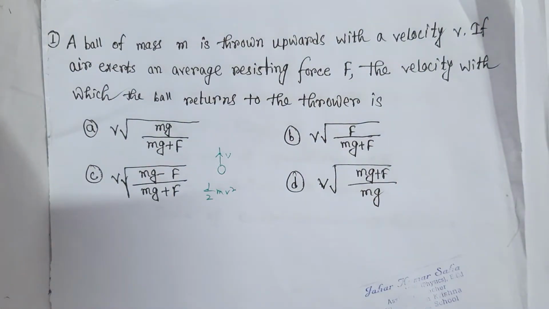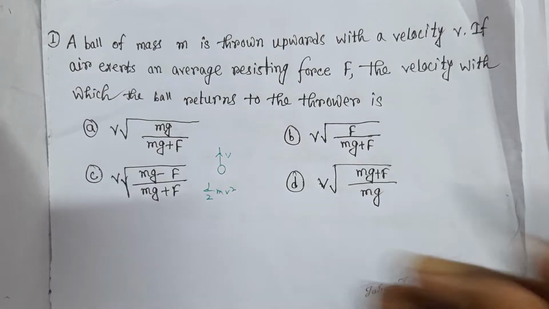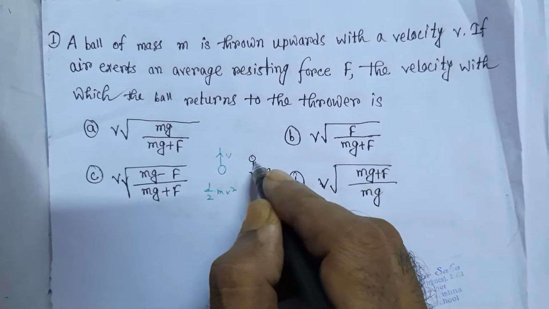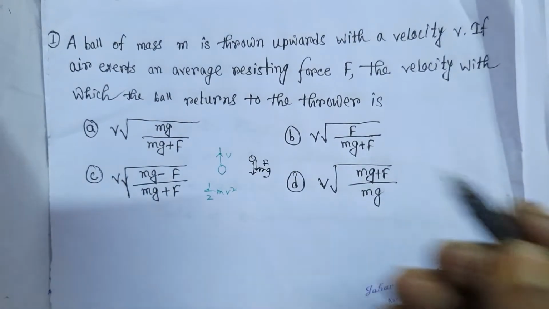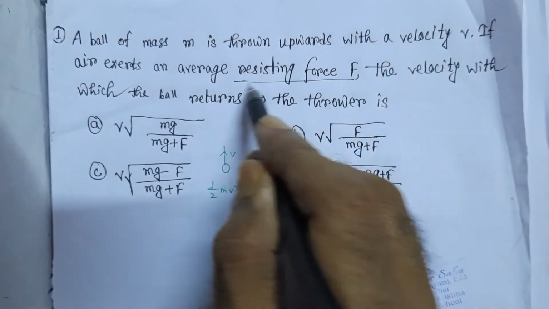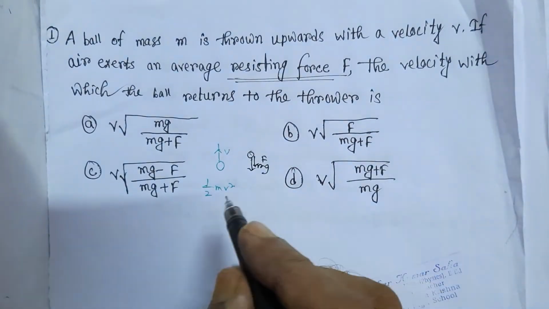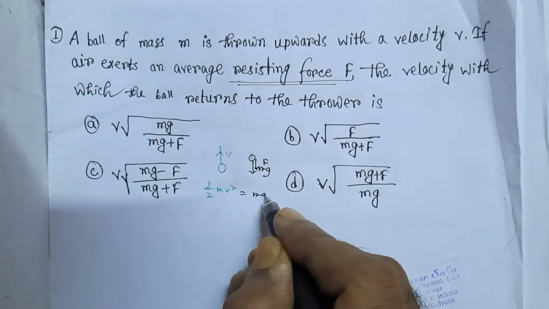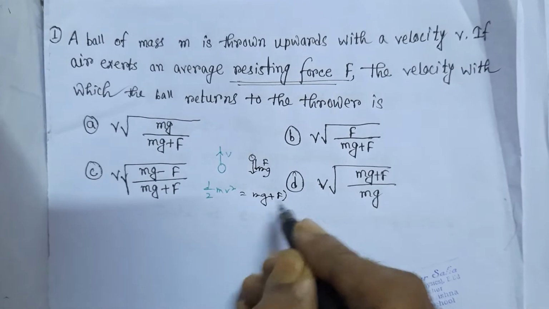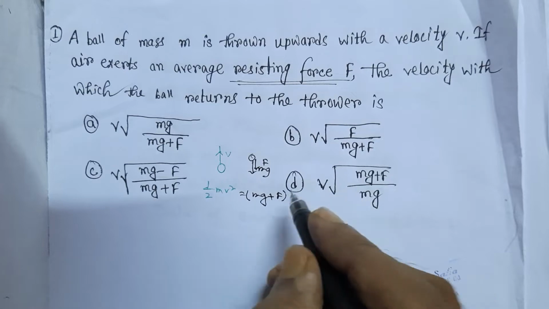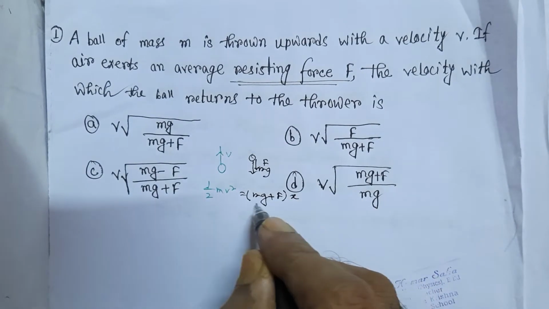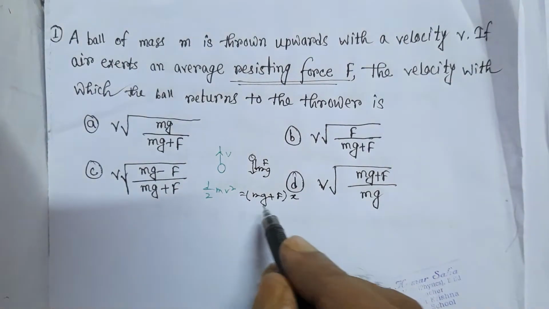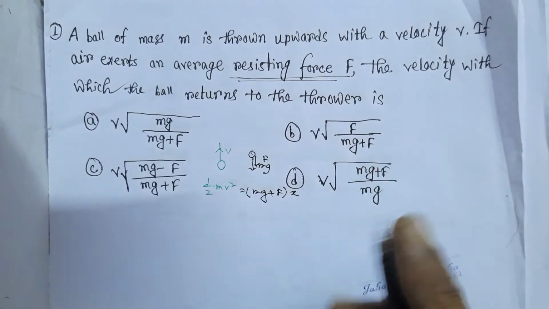Now, two forces are acting on the ball. One of them is the weight of the ball, and the other is the resisting force. Resisting force is also in the downward direction. So total downward force acting on the ball is mg plus f, and it ascends a distance x. Then work done against the force equals the change in kinetic energy. So half mv square equals mg plus f into x.